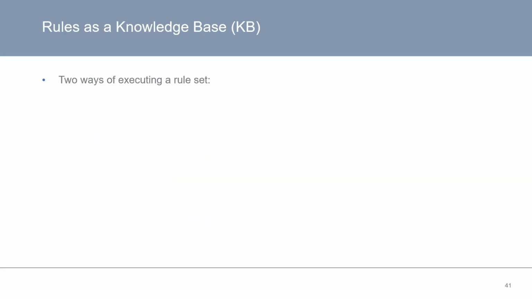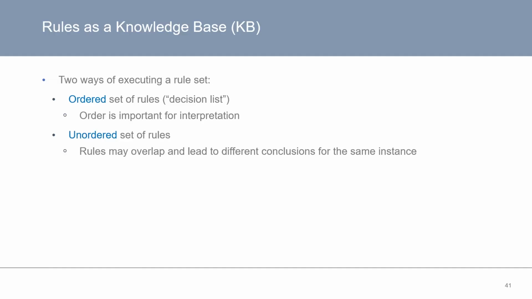Now let's start to think of rules as a collective group that form a knowledge base from which we can work. First off, let's consider that there are two ways of executing a rule set. First, you can have an ordered set of rules. This is also known as a decision list. In this situation, the order of rules is important for how it's interpreted. Differently, we can have an unordered rule set. Here, rules can overlap and lead to different conclusions for the same instance. In other words, introduce conflicts. However, there are some benefits to having an unordered versus ordered rule set.